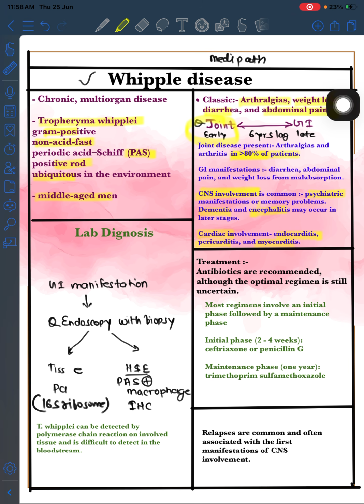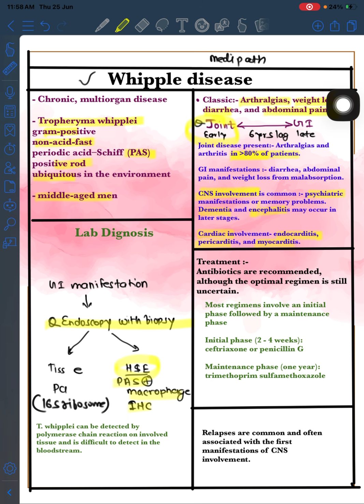So how do we make a diagnosis? If the patient comes with only arthralgia, making a diagnosis of Whipple's disease is very, very difficult. If the patient comes with GI manifestations and joint pain, you can think that this can be Whipple's disease, and the most important thing is endoscopy with biopsy. On biopsy, on HE stain you can see macrophages filled with Tropheryma whipplei, which is positive for PAS and positive for immunohistochemistry.